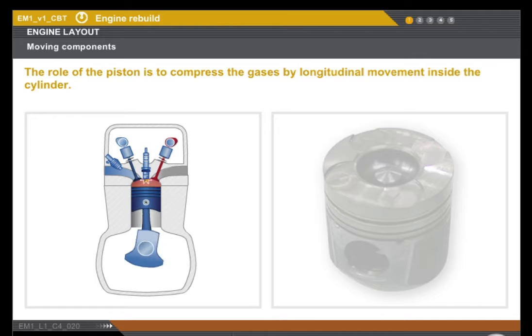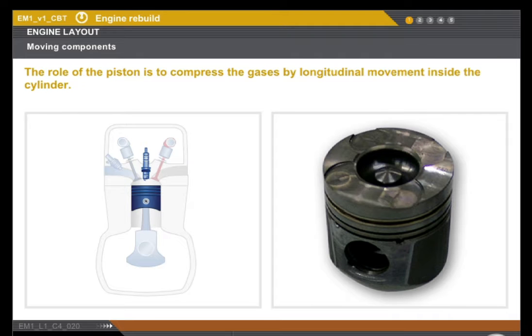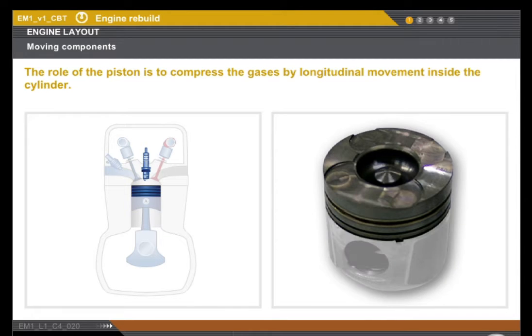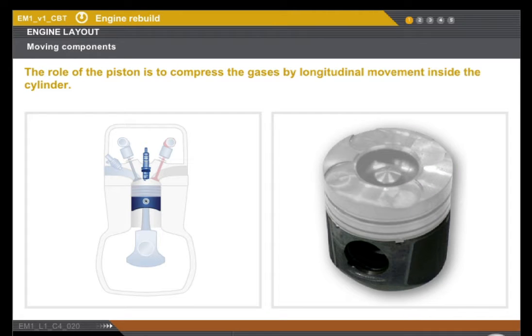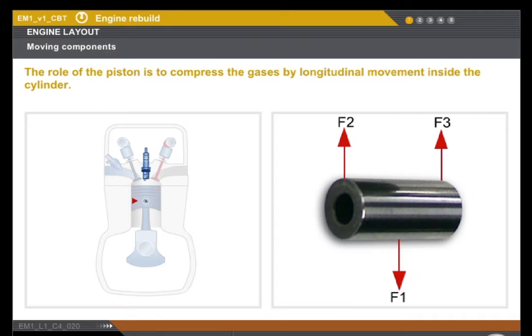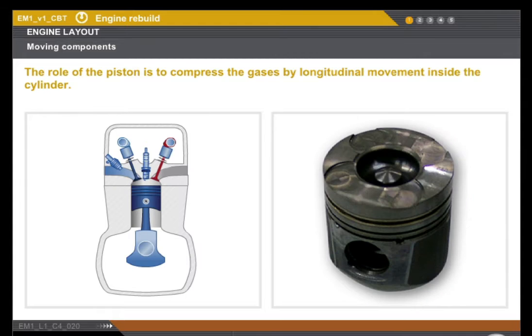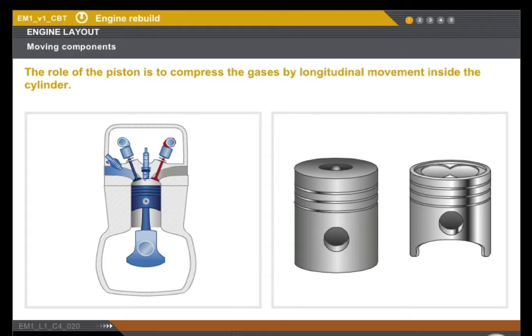The role of the piston is to compress the gases by longitudinal movement inside the cylinder. The piston is composed of the following components: a cylindrical-shaped head with a diameter slightly less than the diameter of the cylinder, a skirt which guides it inside the cylinder, and a gudgeon pin which provides the link with the connecting rod. The piston is moulded sometimes in cast iron, but usually of light alloy. To improve engine performance, the pistons may have several configurations.